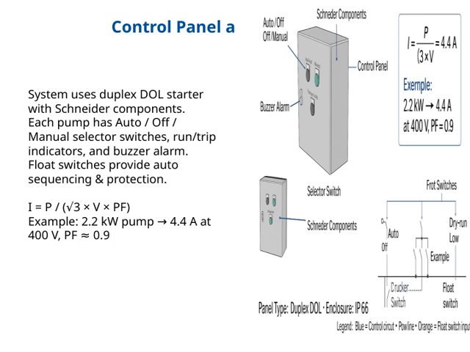Now, an important concept to understand is the current calculation for the pump. The formula: I equals P divided by the square root of 3 times the voltage times the power factor. For example, a 2.2 kilowatt pump operating at 400 volts with a power factor of approximately 0.9 would draw about 4.4 amps. This calculation helps us size our electrical components properly and ensures the system operates efficiently and safely. Overall, this control setup integrates automation with manual control options, making the system both reliable and flexible for various operational needs.